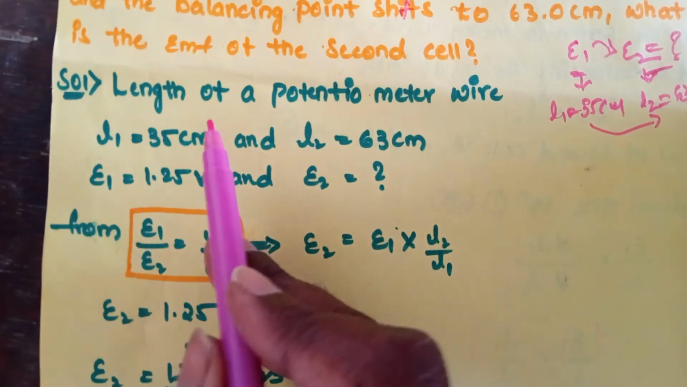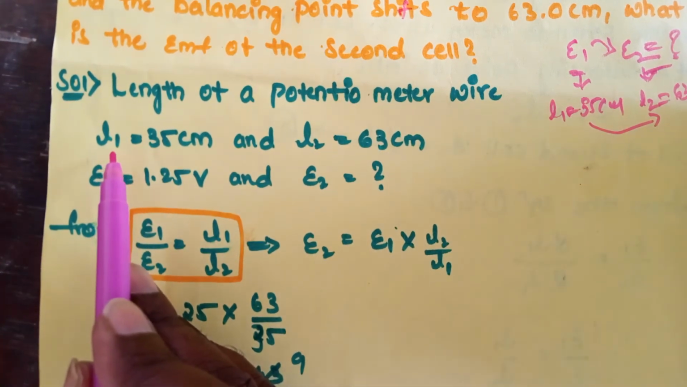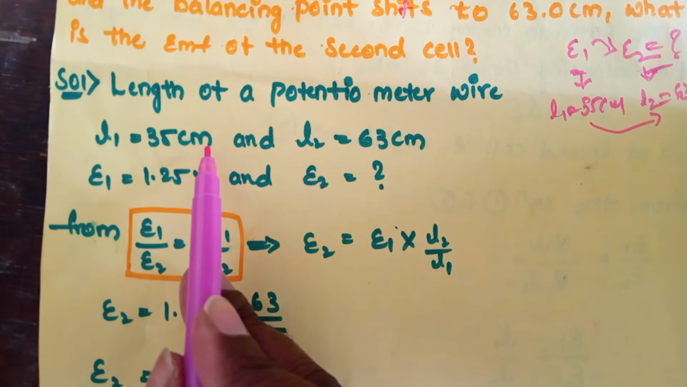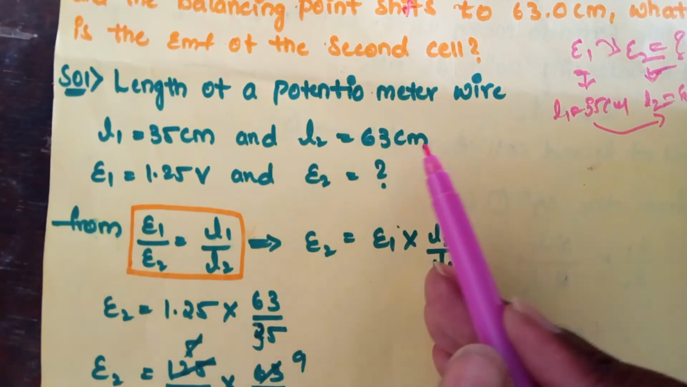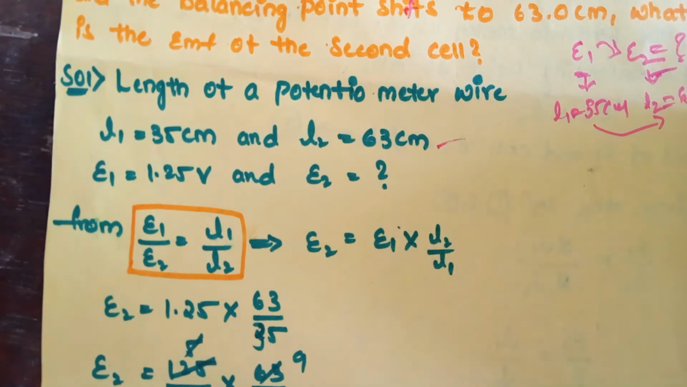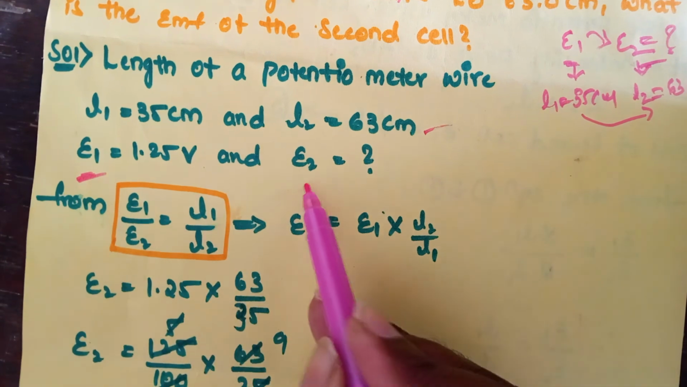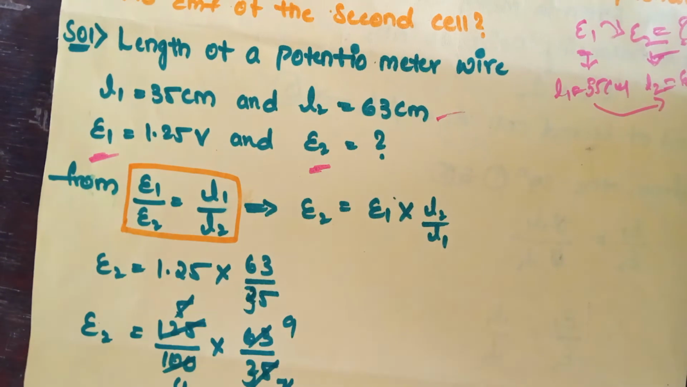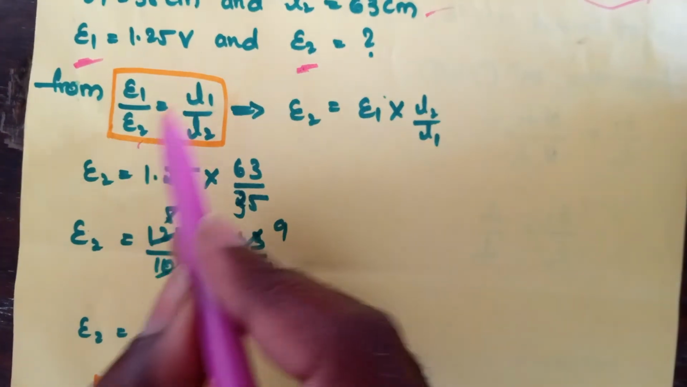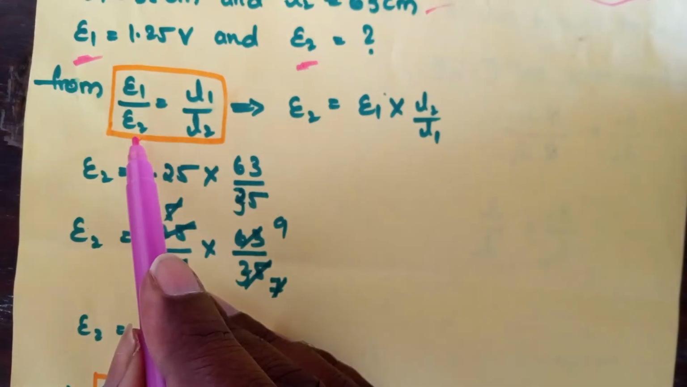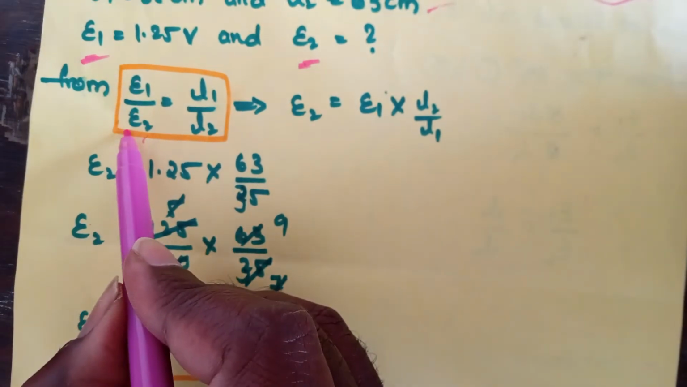Now the solution. Length of the potentiometer wire: L1 is the length of the first balancing point, 35 centimeter, and L2 is the length of the second balancing point, that is L2, 63 centimeter. EMF of the first cell is 1.25 volts. We have to find out epsilon 2, the EMF of the second cell. Now the formula, comparison of EMF of two cells: epsilon 1 by epsilon 2 is equal to L1 by L2.